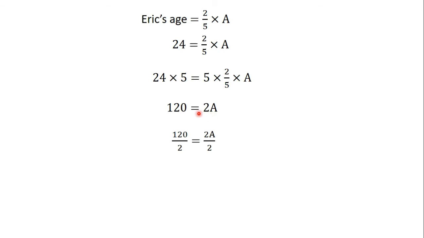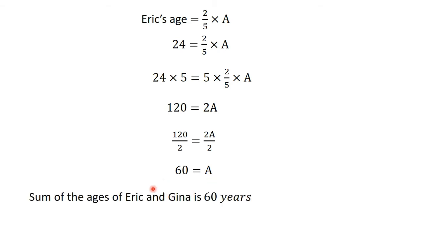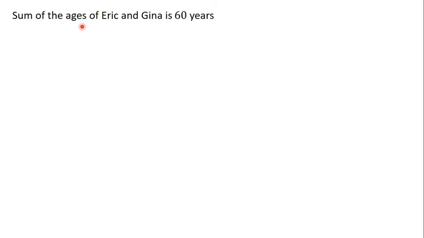You will find A by dividing the left hand side by 2 and the right hand side by 2. 120 divided by 2 will give us 60. Here 2 and 2 will cancel out, so you have 60 is equal to A, or A is equal to 60. Remember that we said A is the sum of the ages of Eric and Gina. This means that the sum of the ages of Eric and Gina is 60 years.